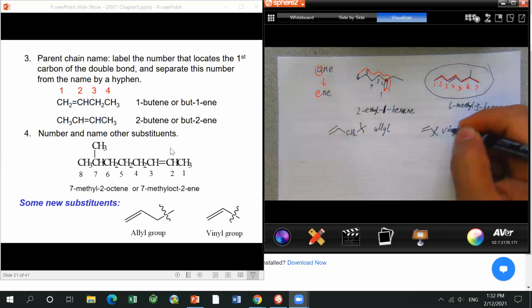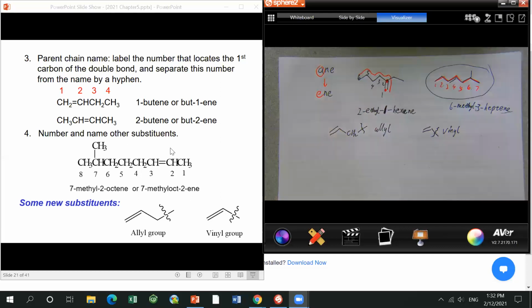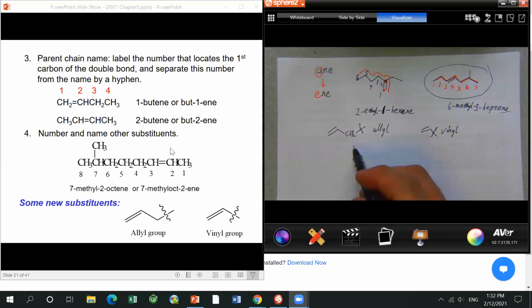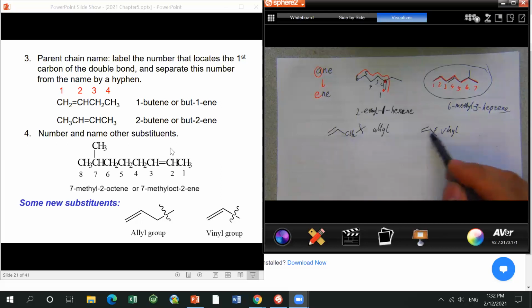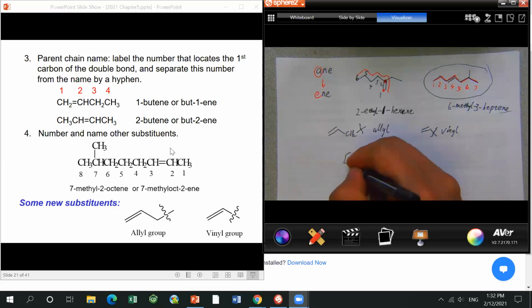All right, make sure you see the difference between these two groups. They have a similar structure. Allyl has a CH2 between the double bond and the other main carbon, while vinyl has the double bond directly attached to something. Let me give one example.